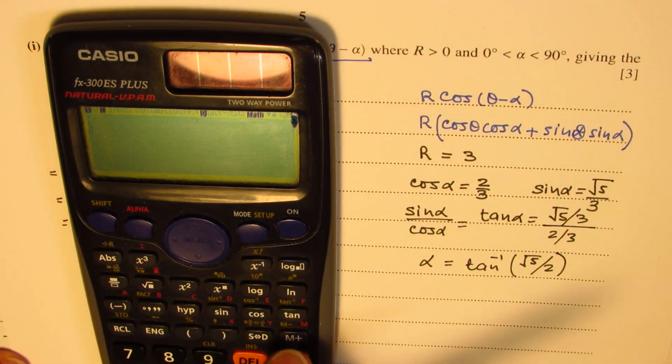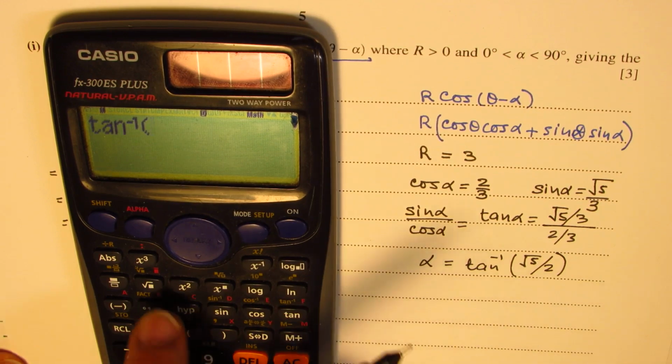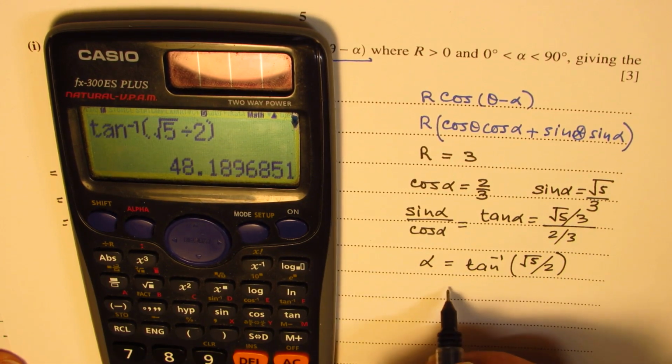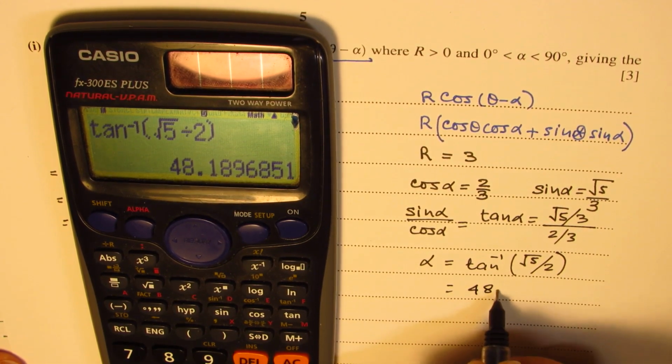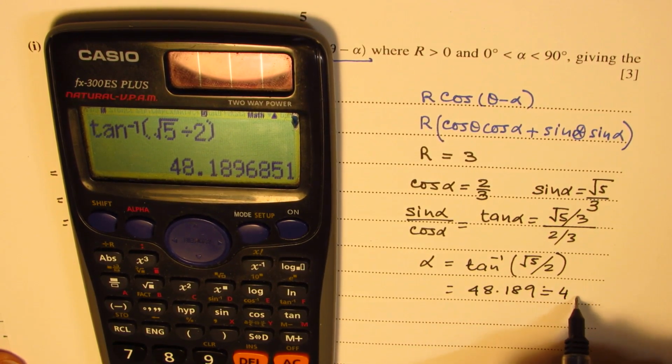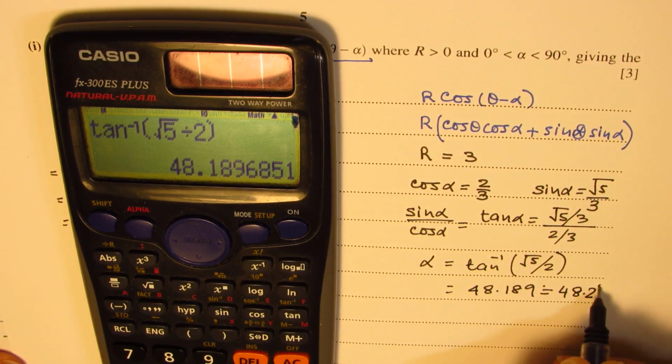So shift, tan inverse, square root 5 divided by 2 is equal to 48.189, which can be approximated as 48.2 degrees. Okay.